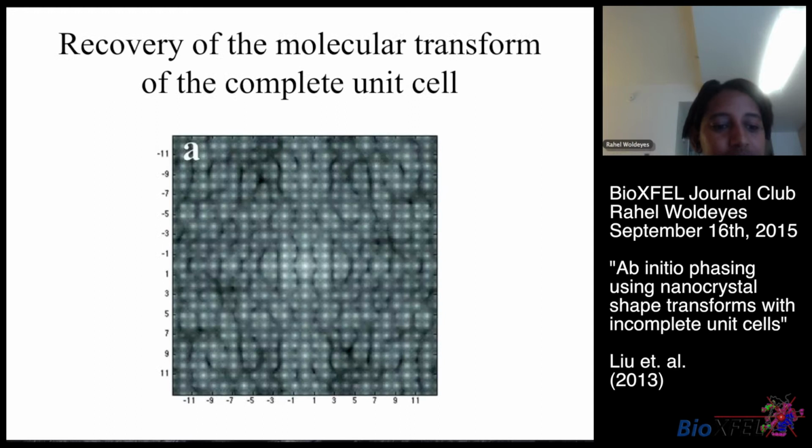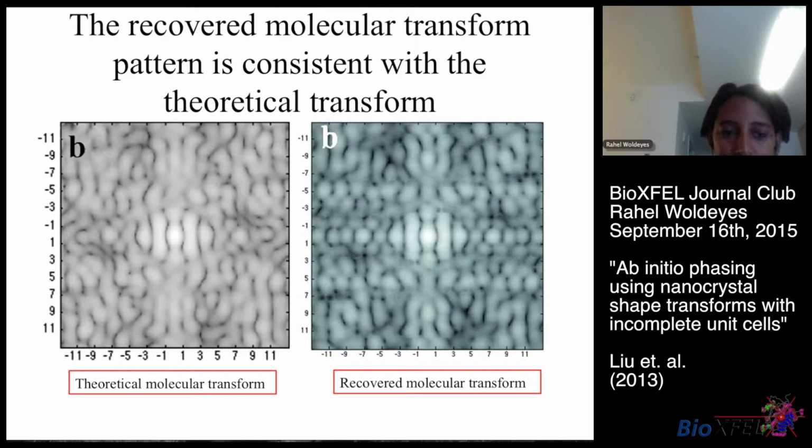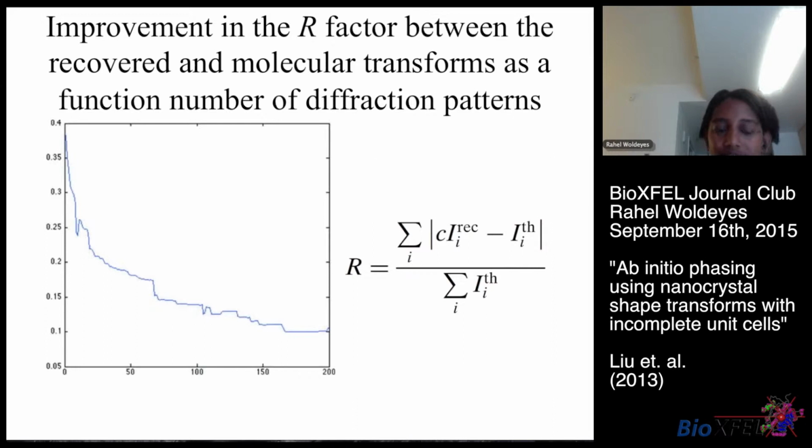And what I'm showing here is a diffraction pattern from about 200 crystals, and you can see the high intensity Bragg peaks and other nearby pixels as well. And here, what they saw when they used ideal conditions was that the recovered molecular transform pattern is very nice and is very consistent with the theoretical transform. So that's what the theoretical is shown here, and we have this recovered molecular transform, which looks very good. And they also looked at R factors, and you can see this very nice improvement in the R factor between the recovered and the theoretical molecular transforms as a function of the number of diffraction patterns. So this is a nice improvement from 0.4 to 0.1 value.